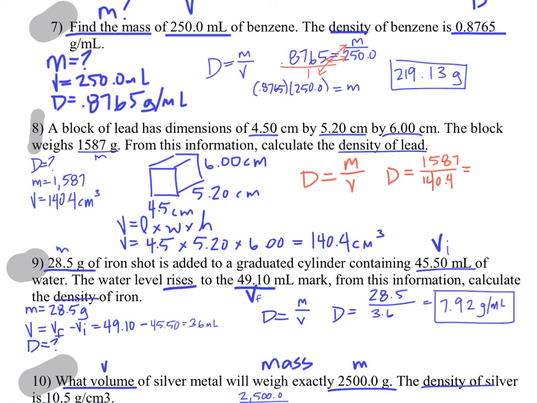So 1,587 goes in first, divided by 140.4. That gives me a density of 11.3034188. Now I'm going to round simply to 11.303, which would round to 30. And this is grams per milliliter. All right, so hopefully these calculations are good examples for you. As you're working through your classwork, you are certainly welcome to refer back to these calculations to see how the functions are performed.